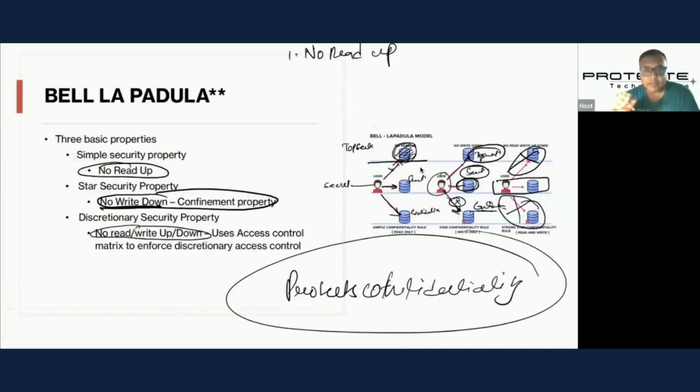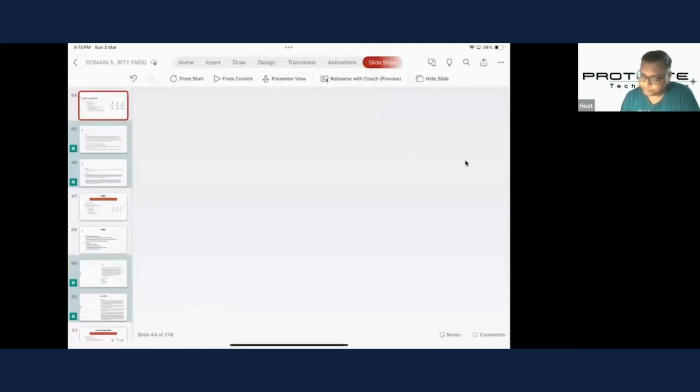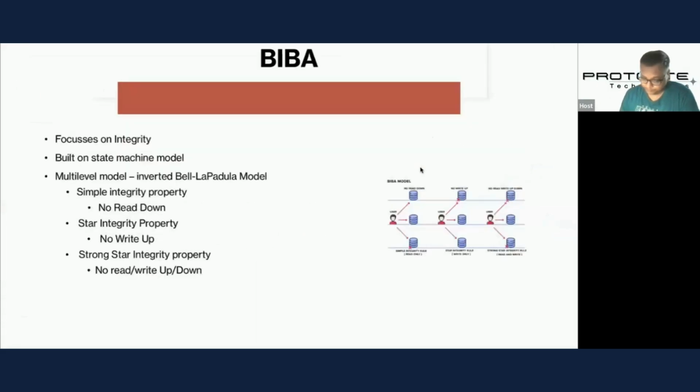Clear? Please practice this. One question will definitely be there from Bell-LaPadula or the BIBA model. Next is the BIBA model. What is the BIBA model? Something similar to Bell-LaPadula, but it protects the integrity of information. The main aim is to protect the integrity of the information.